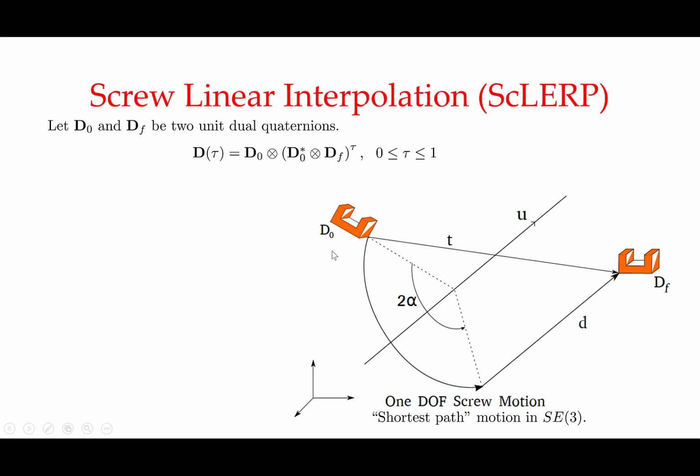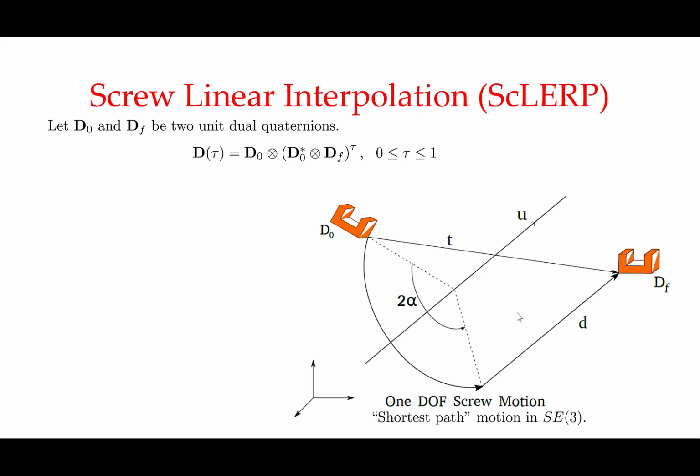In our paper, we have used the unit dual quaternion parametrization of SE3 to perform the screw linear interpolation. The choice of unit dual quaternion is mainly because of efficiency. You could also have done screw linear interpolation with the 4x4 transformation matrices. For any choice of the parameter tau, we get a pose obtained by rotating from D0 by an angle of tau alpha about U and translating along U by an amount of tau D.